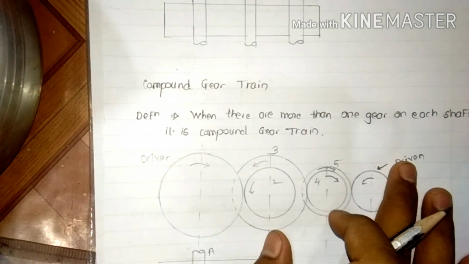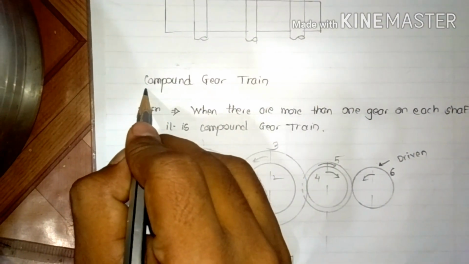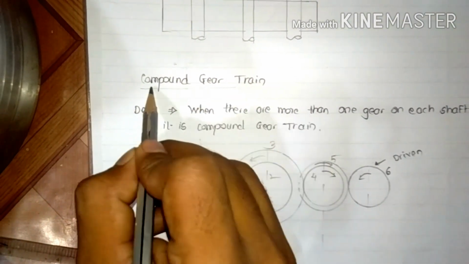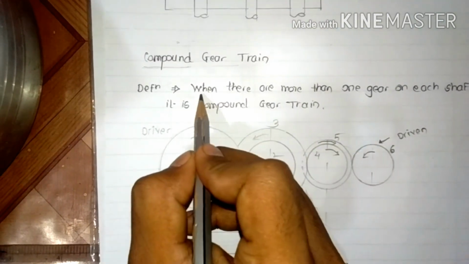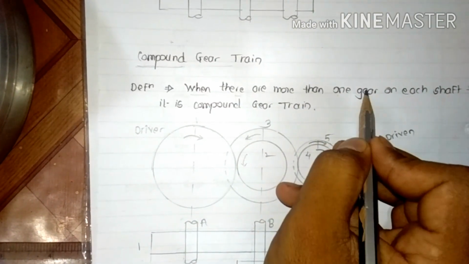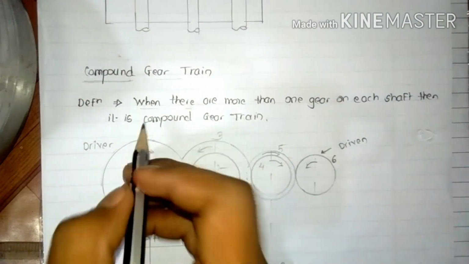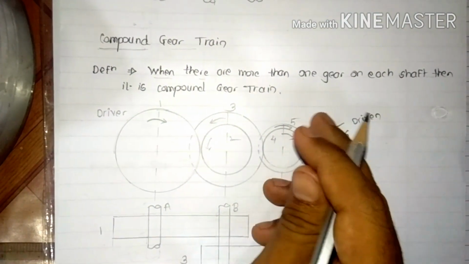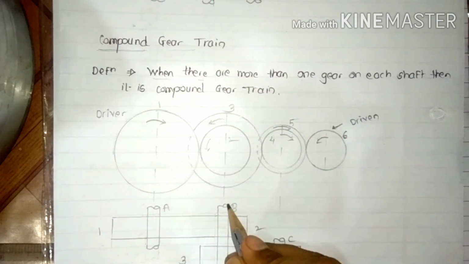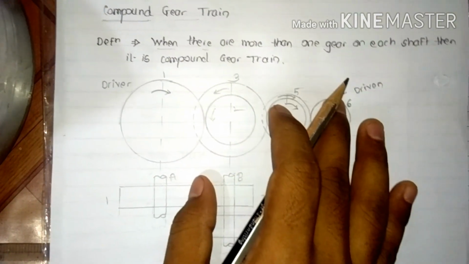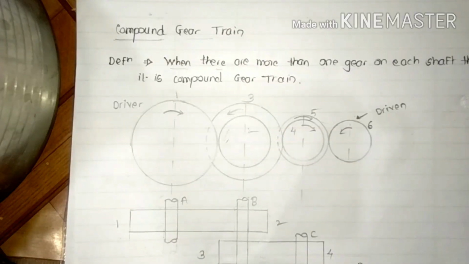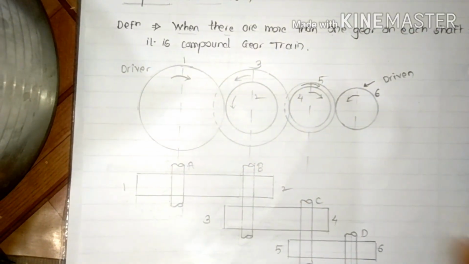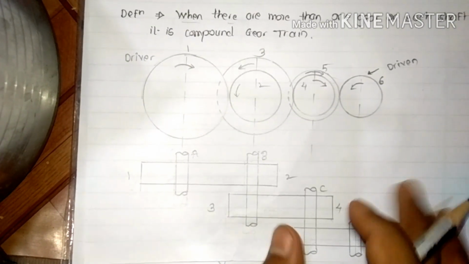The second type is the compound gear train. The name itself represents the gear train: compound means when there is more than one gear on each shaft, then it is a compound gear train. When we mount more than one gear on each shaft, it is basically a compound gear train. Let's take an example of this, or refer to this figure.